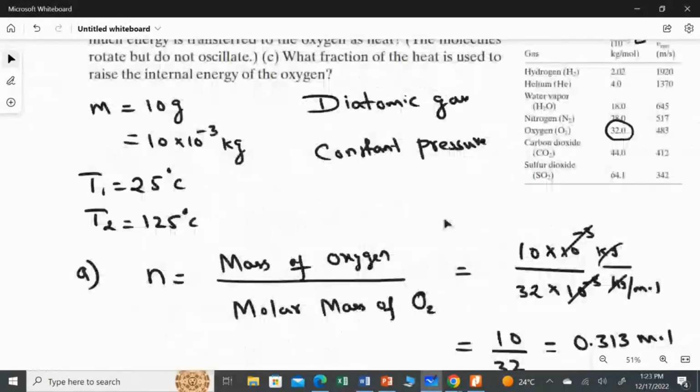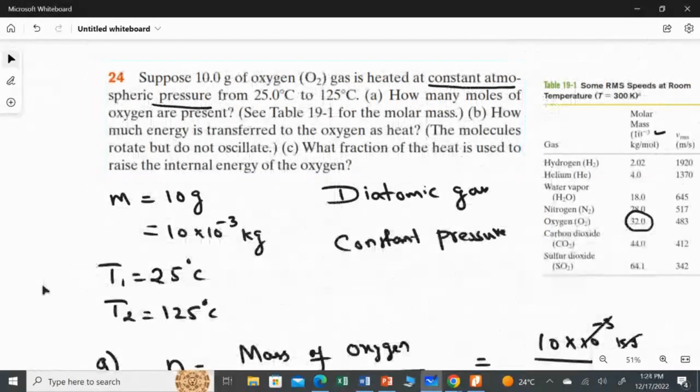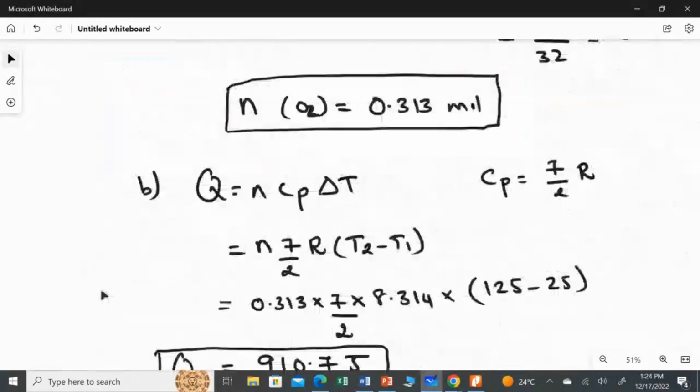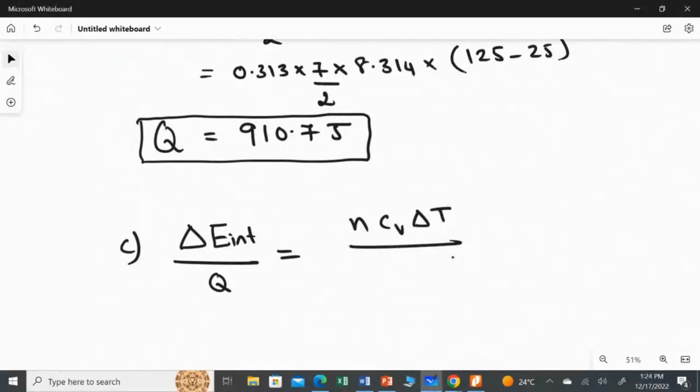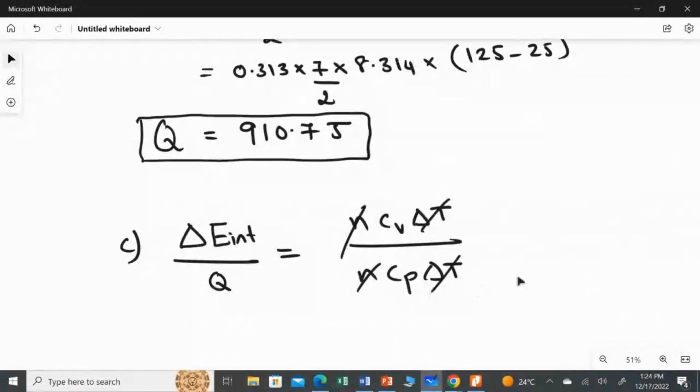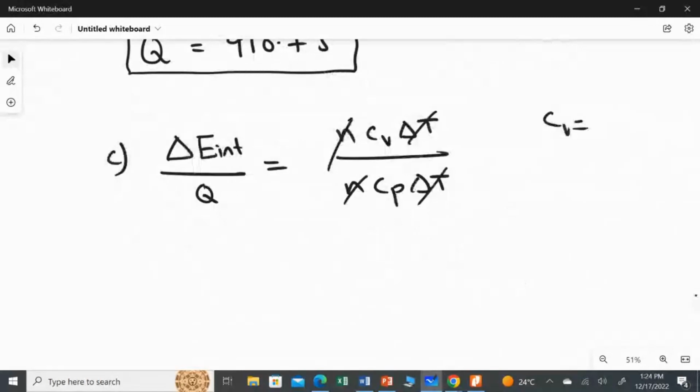Now we go to the third part. What is asked? What fraction of the heat is used to raise the internal energy of the gas? So we have to take the heat energy as well as the internal energy. For finding the answer, I'm going to use the internal energy over Q, which is the fraction. As we already studied, the change in internal energy is n Cv delta T, and likewise the heat energy is n Cp delta T. Now we can cancel n as well as delta T. And we know Cv for diatomic is 5 over 2 times R, and Cp for diatomic is 7 over 2 times R, so I'm going to substitute these values here.